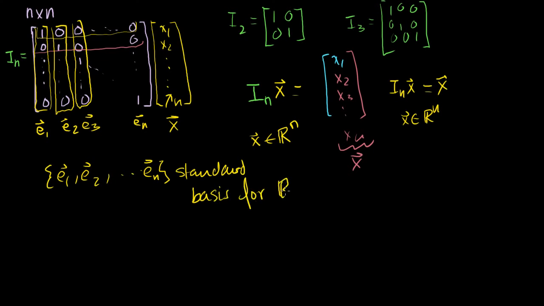for Rn. So why is it called that? Well, the word basis is there, so two things must be true. These vectors must span Rn, and they must be linearly independent. It's pretty obvious from inspection that they're linearly independent.